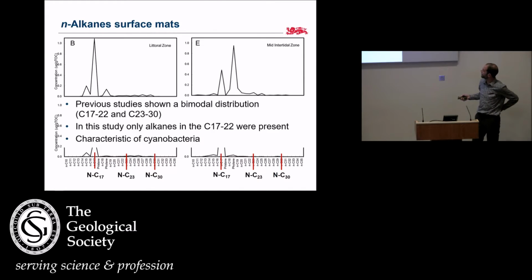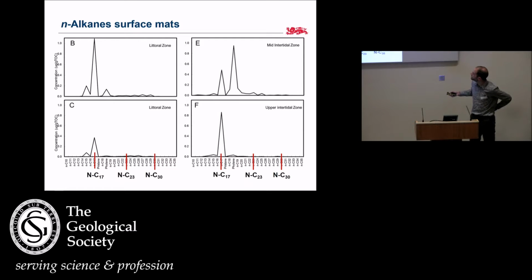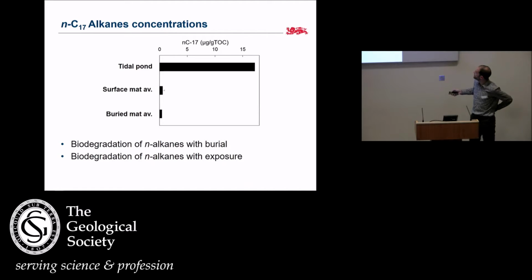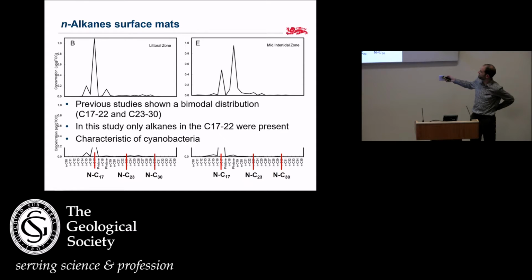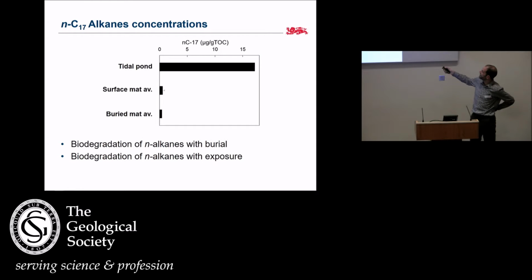But if you then look at, so these are approximately 0.81. So that's again the surface mat. So that's the average of these ones. Just specifically looking at C17, you can see again that in the tidal pond you got much higher quantities, and in the buried mat they're actually slightly lower, which tells me that these n-alkanes biodegrade with burial and also biodegrade with exposure.